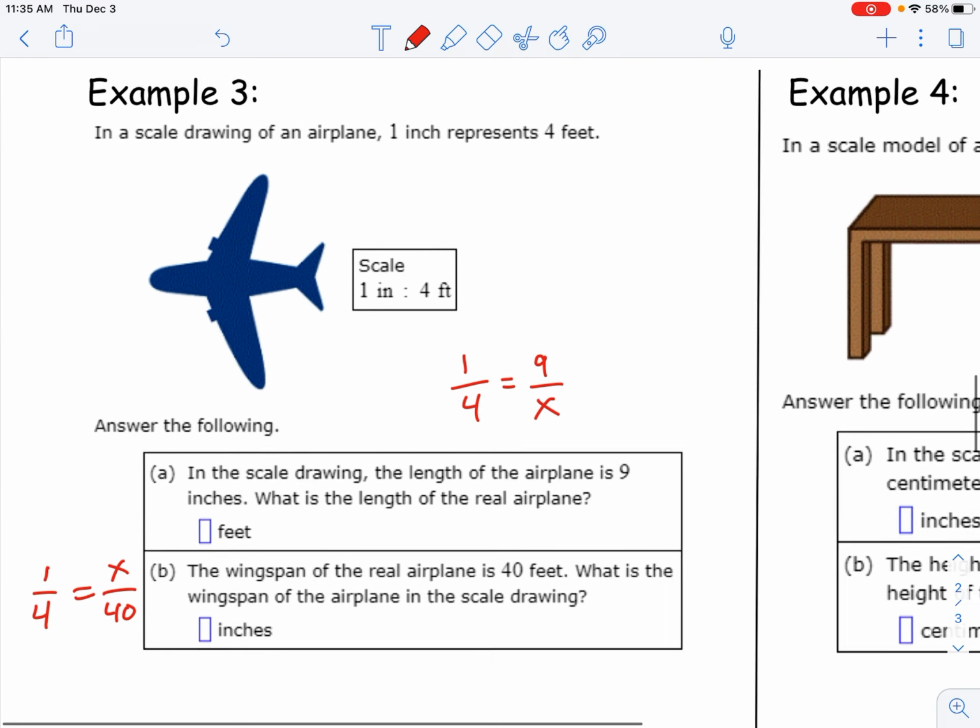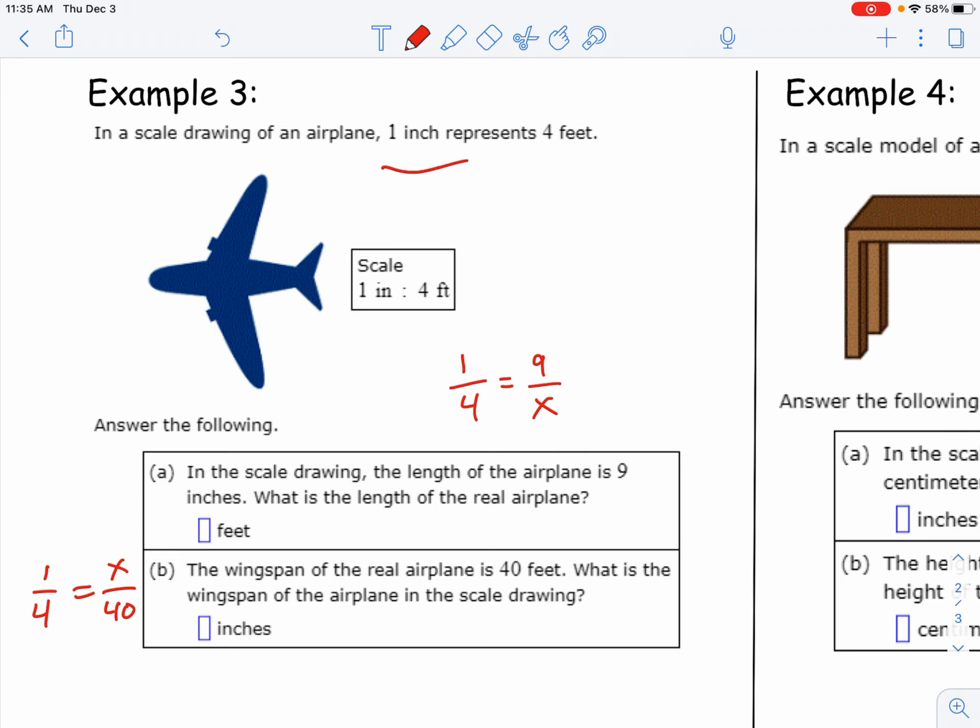Example 3. This is talking about scale factors. It says 1 inch represents 4 feet. So if I make a fraction out of that, I'm thinking this is like my inches and this is my feet. The question on the bottom says, in the scale drawing, the length of the airplane is 9 inches. What's the length of the real airplane? So the real airplane would be in feet.